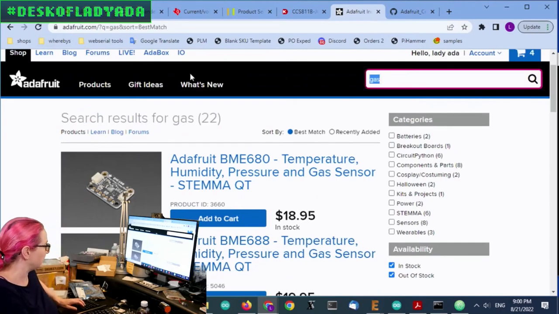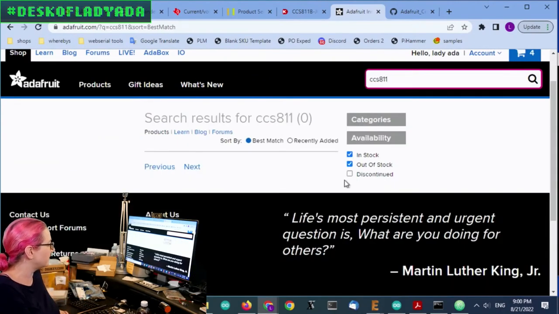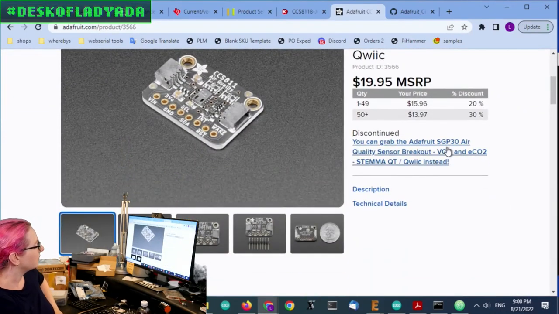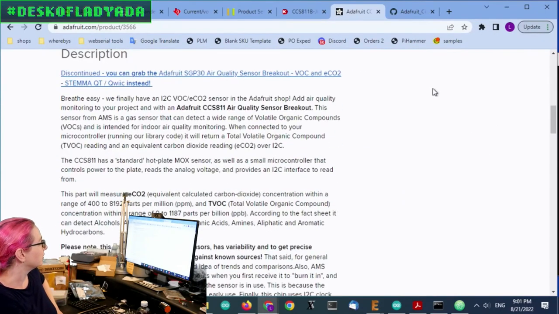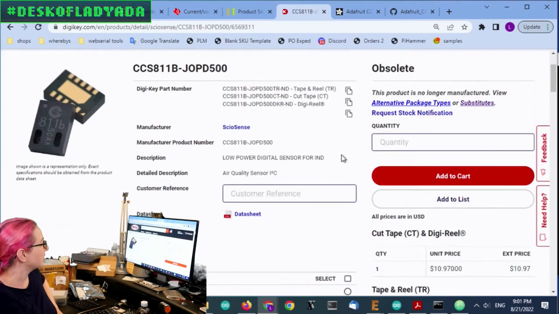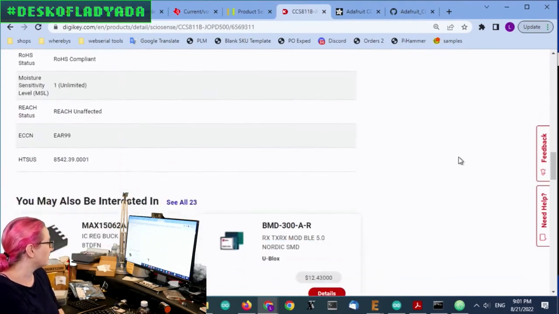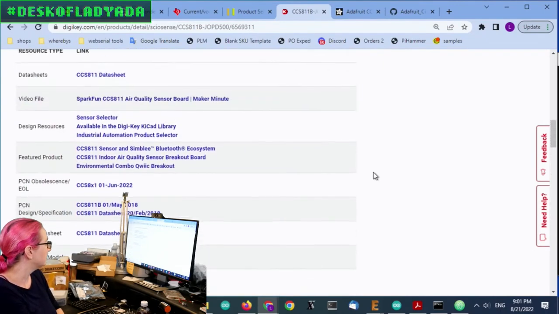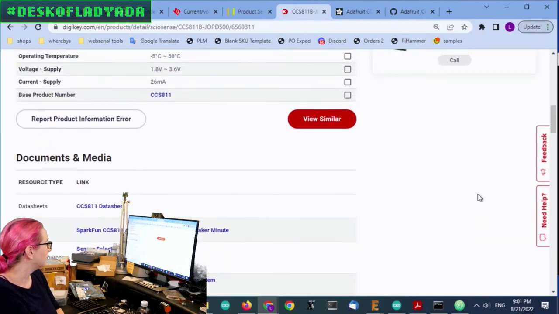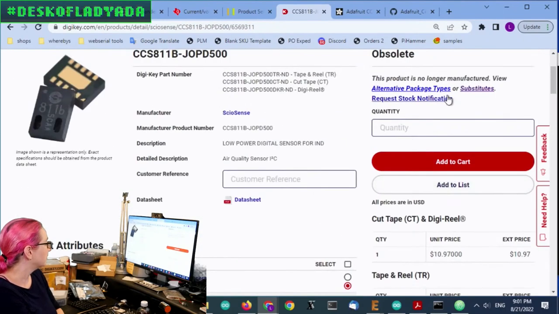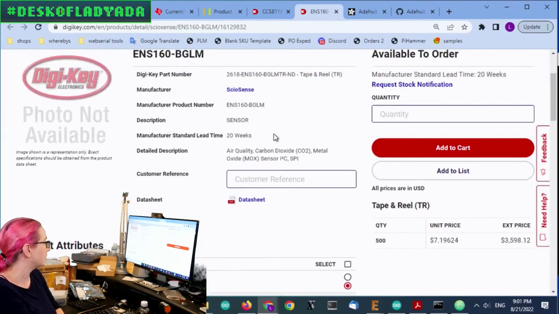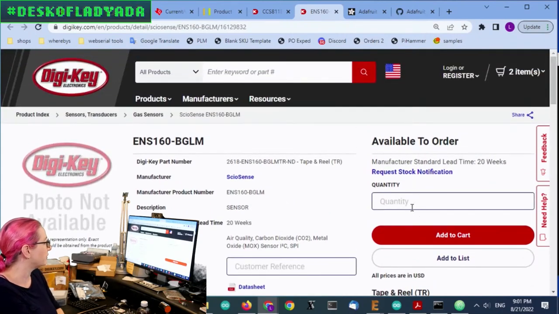As I mentioned, the CCS811 was a classic one, one of the first ones. People rather liked it. For now, we recommend the SGP30, which is a pretty good sensor as an alternative. It's no longer manufactured, so there is an alternative for this chip. They recommend substitutes. They recommend the ENS-160, which I think is made by the same company, which is also a great sensor.